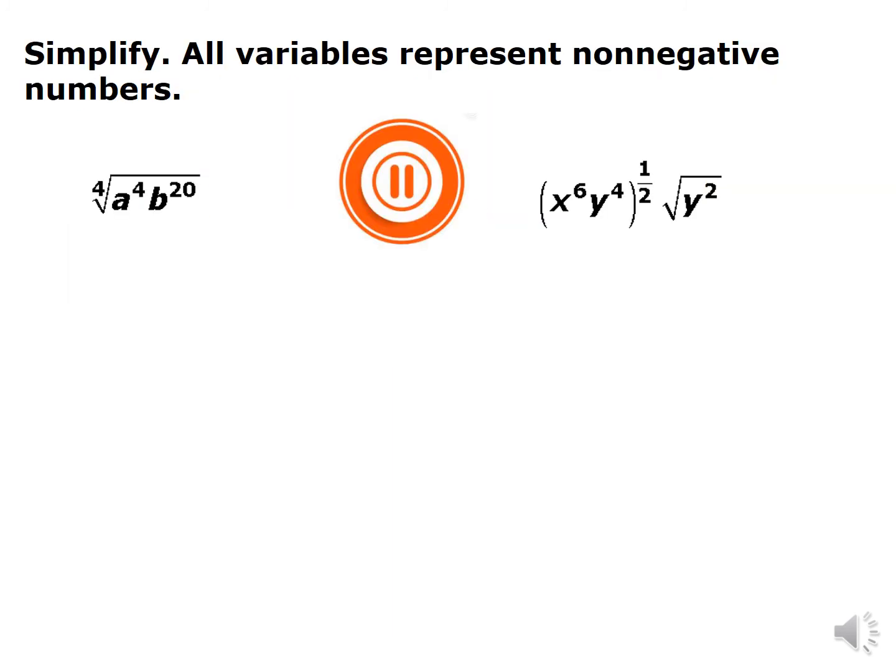All right. So you need to pause this, simplify each one. You can only simplify, there's no equal sign. And when you're done, hit go again and we'll go over the problems.